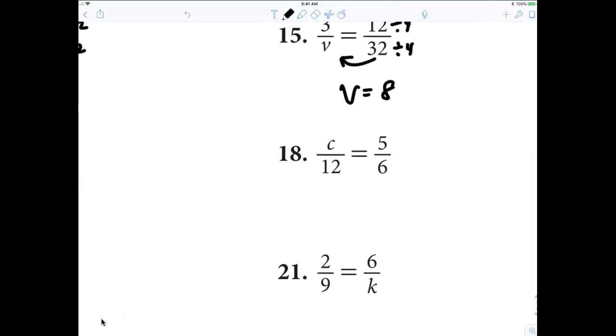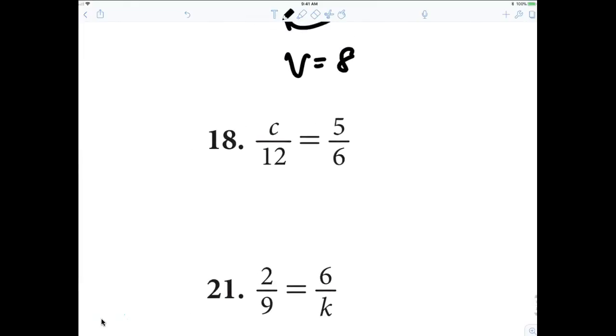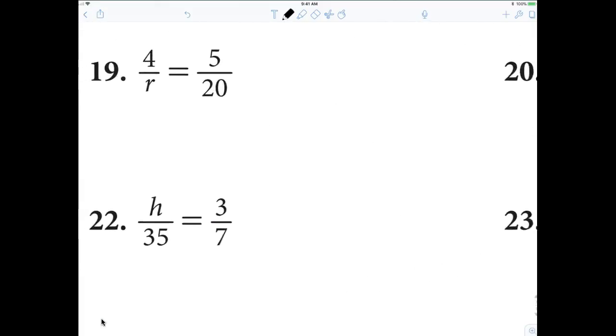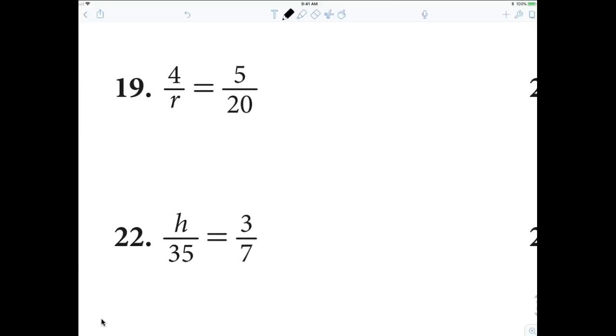All right, 18. This one's easy. From 6 to 12. So C is 10. All right. In this case, cross multiply. 5R equals 80. Divide by 5. R is equal to what? 16.